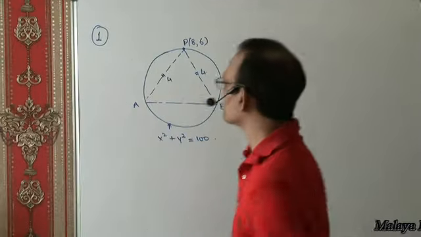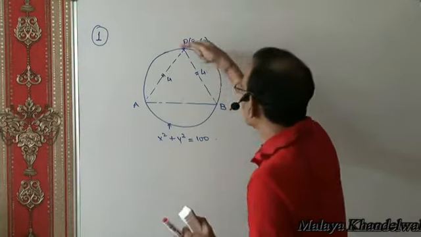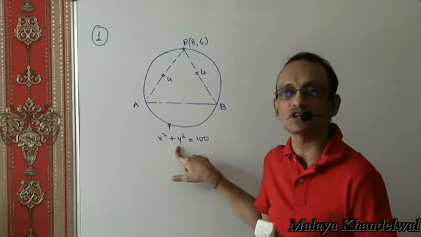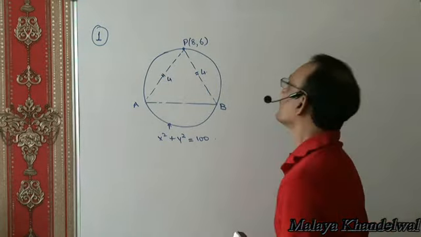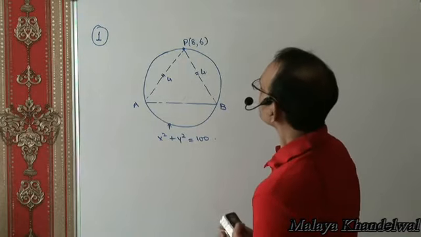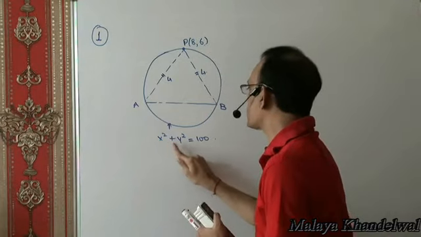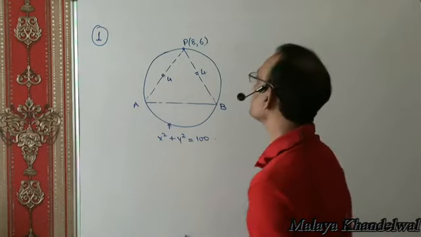Refer to this problem on circles. There is the circle x squared plus y squared equal to 100. Obviously, you know the center of the circle is (0, 0) and radius 10, right? And there is a point P (8, 6) on the circle. As you can see, 8 squared plus 6 squared is 100, right?